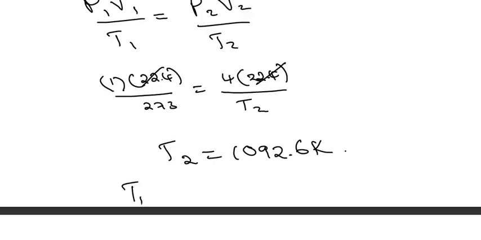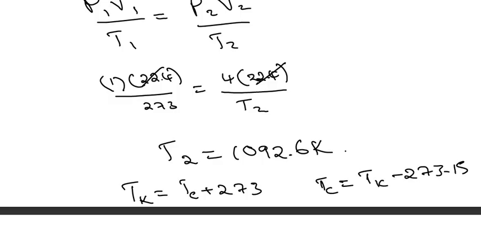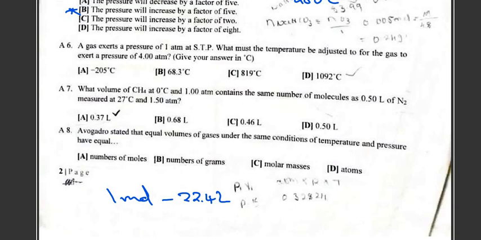So now we know that to convert something to kelvins, we add 273 to the temperature in degrees Celsius, right? Now we have it in kelvins, we need it in degrees Celsius, so just subtract. This will just be the temperature in kelvins minus 273.15. So when you deduct here, the answer is 819. This is going to be 819, so the answer is going to be that in degrees Celsius. That's what they wanted. That's your A6.